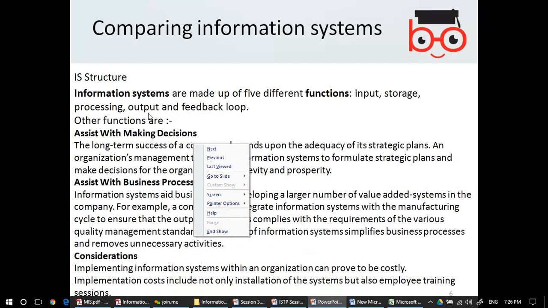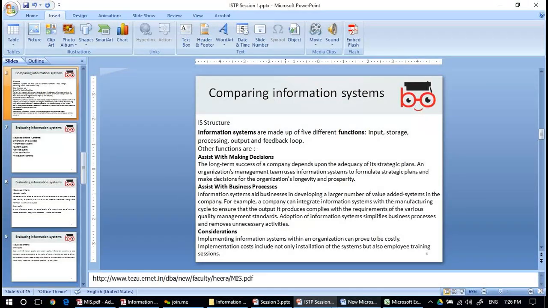They are basically the structures. The information systems could be distinguished according to the inputs, storage, outputs, but a few more things are involved here.